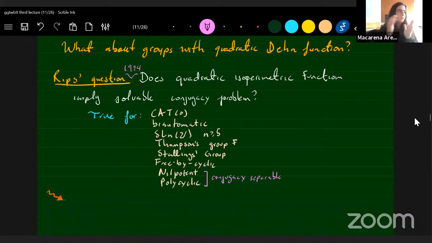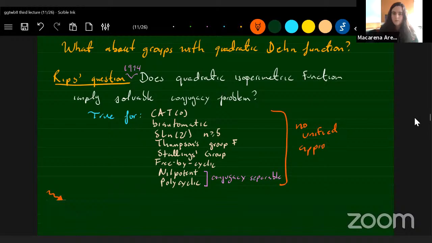But the point here, the sort of thing that makes us doubt this conjecture, is that there is no unified approach. So the ways people have gone about proving these theorems are all very different. They are all very different methods and use very different specific properties of the group. So it's not clear that there is a unified approach to prove such a conjecture.